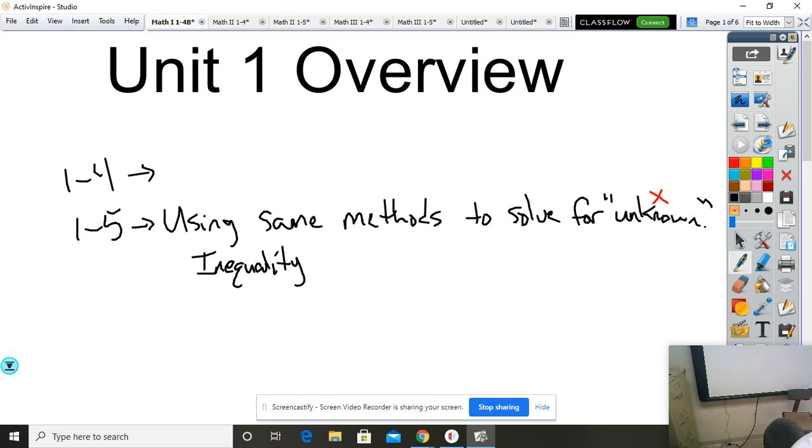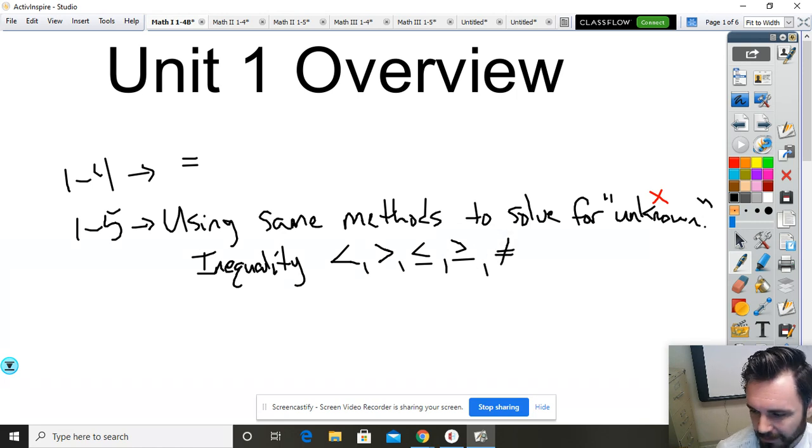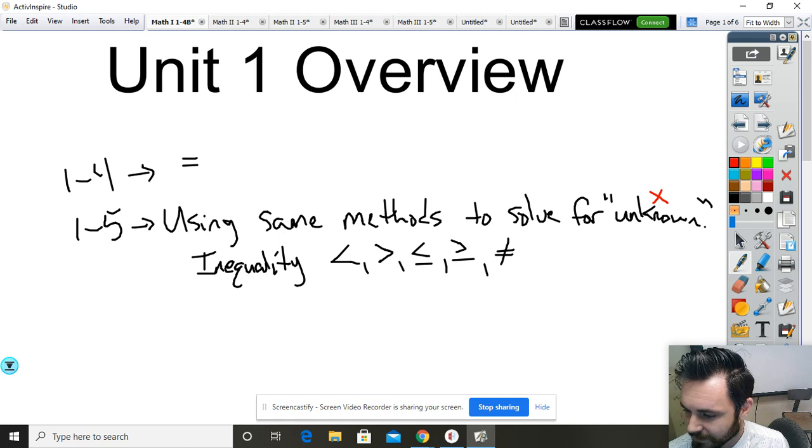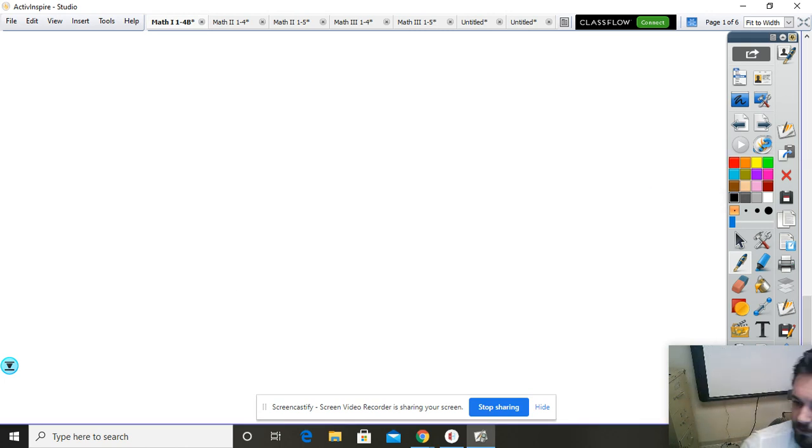So in 1-4, we were looking at the equal sign. Now we're looking at the inequality sign, which, if we recall, is less than, greater than, less than or equal to, greater than or equal to, and not equal to. We don't really use not equal to very much. We will later, but not now. And the trick, I don't know if you remember this, but just in case.